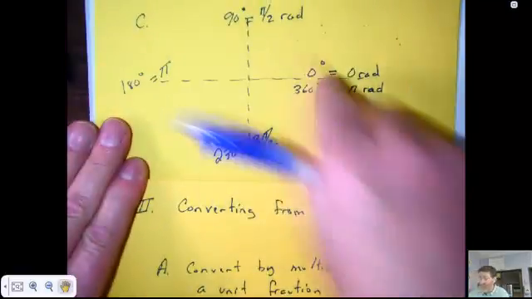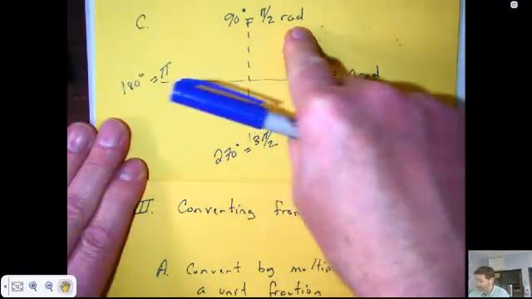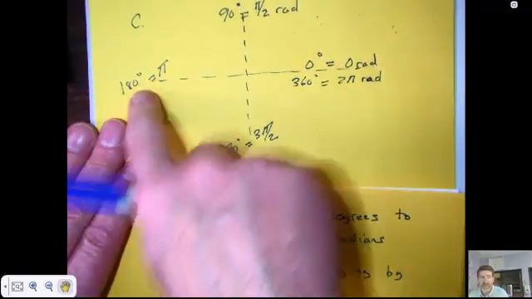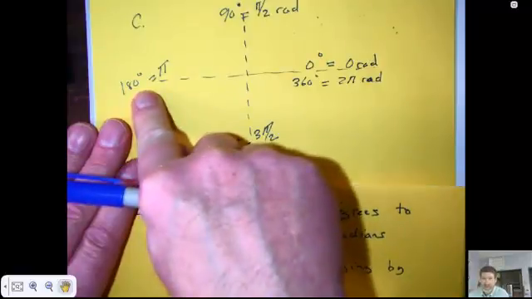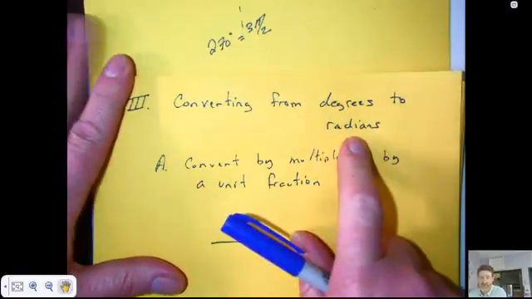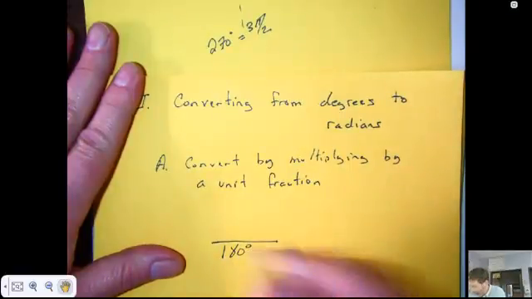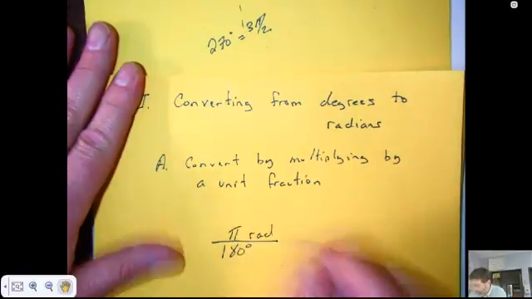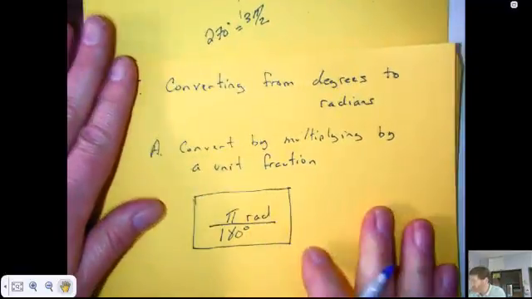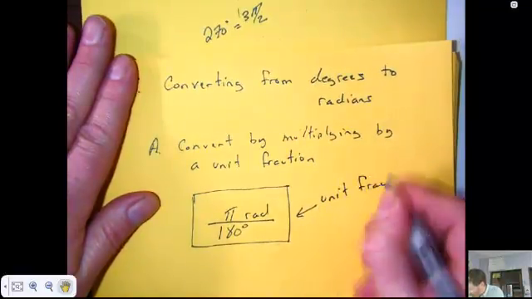So in fact, we could do any of the axes here, any of these points would work, right? We could say 90 degrees is pi over 2 for a unit fraction, 270 is 3 pi over 2. But the one we typically use, the easiest one to use, is this one. 180 is pi. So since we're going from degrees to radians, we want to cancel out degrees. We put degrees on the bottom. So 180 degrees is pi radians. So this is our unit fraction we're going to use. Again, you could use other ones, but this will be the easiest one to use.